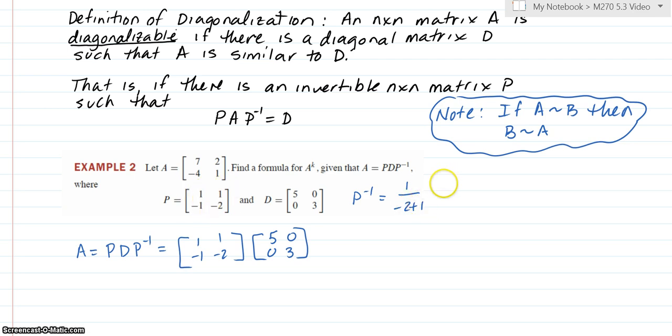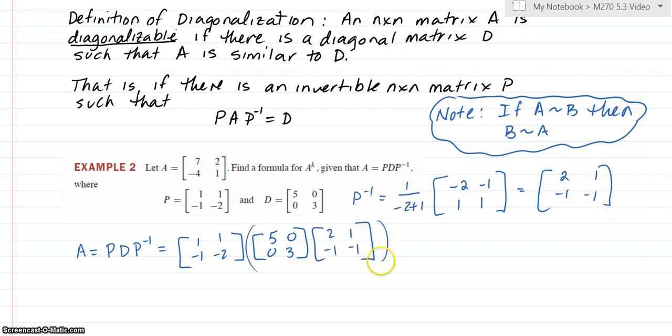-2 minus -1. And then we're going to switch those. We switch the A and the D, and then we change the sign of the B and the C. So that should be the inverse. So that's just -1. Just going to change that to this matrix, multiplying everything by -1. So there is P inverse.